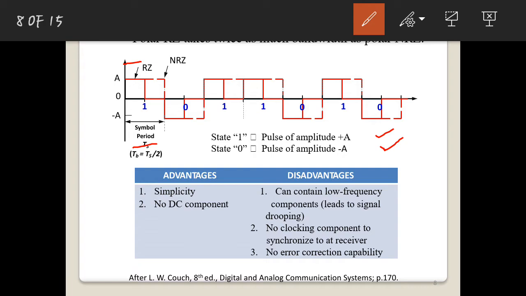So there is no DC level. That is the advantage of the system. There is no DC level because you have plus A and minus A. Synchronization is a problem, and there is no error correction capability available in the system. The diagram is taken from the book by Carlson.